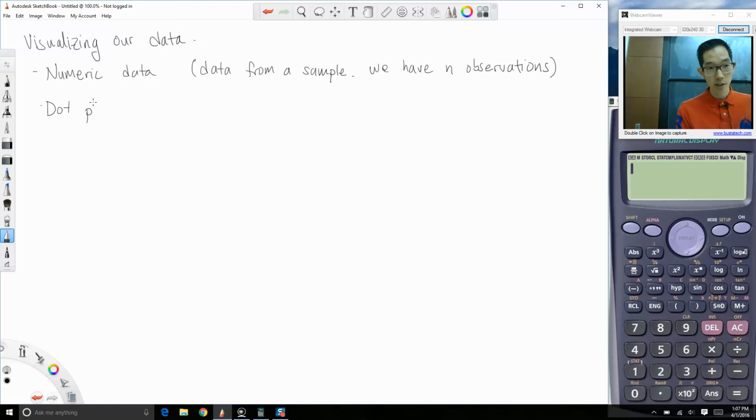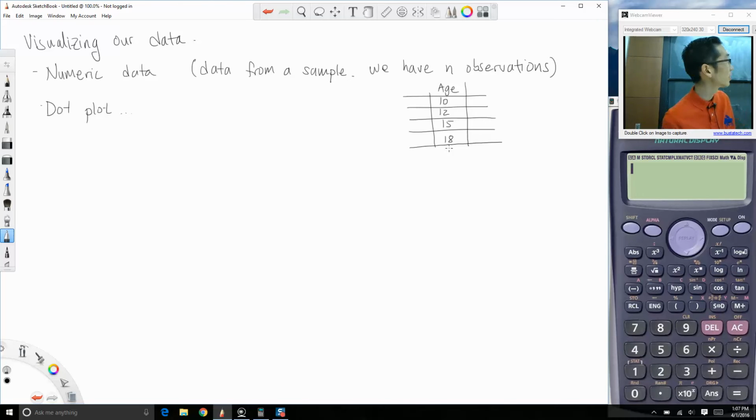Okay, and so let's say you have your data table. Okay, and you've got rows for each person and columns for each thing, and so these are different people. And let's just take a look at one column, and let's say it is age. Okay. And so you've got age 10, 12, 15, and 18 or something. Okay. So this is just a part of a data table, and there are 4 observations. Okay, so we have n equal to 4 in this data table.